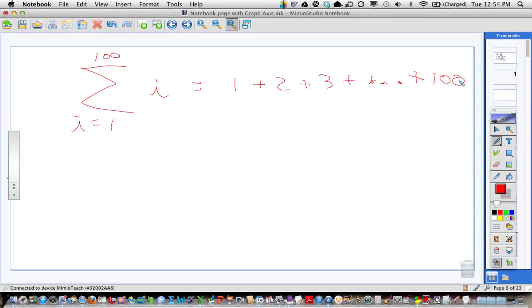Now, we can get our calculator out. Go ahead and do that. Get your calculator out and type that in as a sigma real quick. It's just in the same template that your derivative and integral thing is. What do you get? 5,050. Okay.